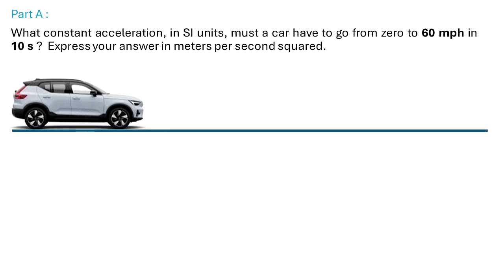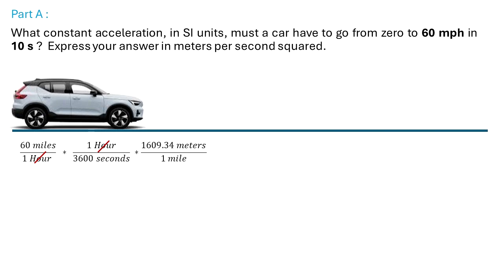What constant acceleration in SI units must a car have to go from 0 to 60 miles per hour in 10 seconds? Express your answer in meters per second squared. Since we have to use the International System of Units, we are going to convert miles per hour to meters per second. We know that 1 hour is equivalent to 3600 seconds. That's why I multiply by that factor, and we see how hours with hours cancel out.